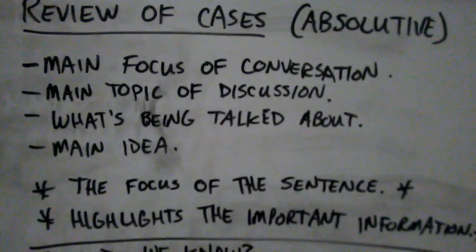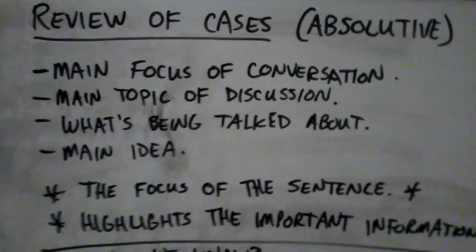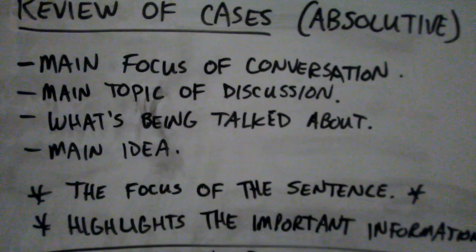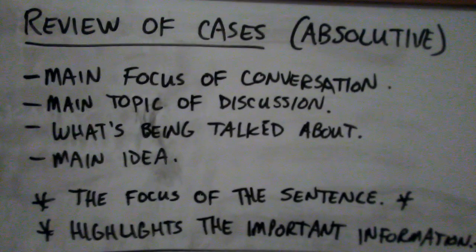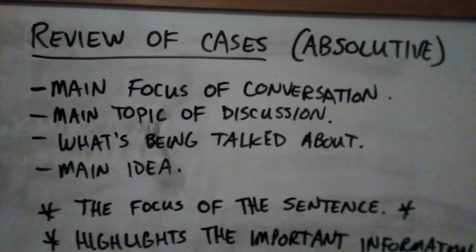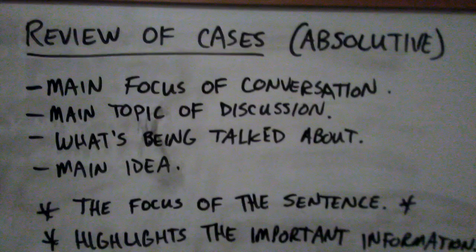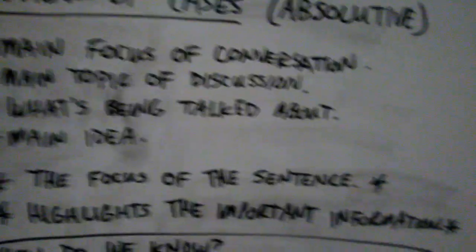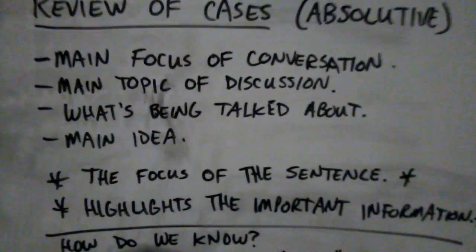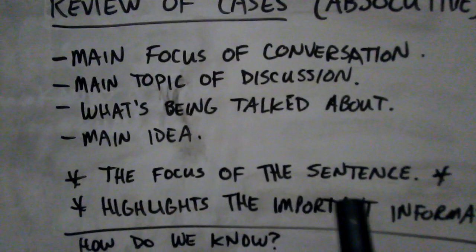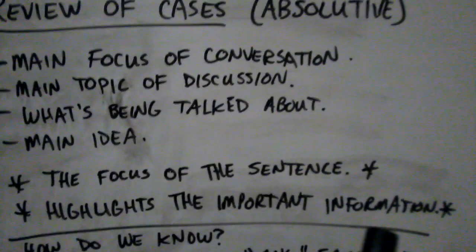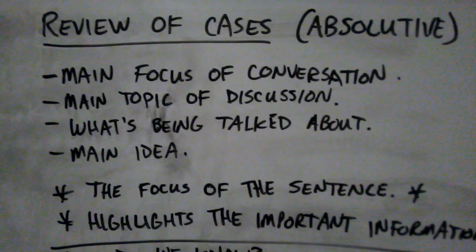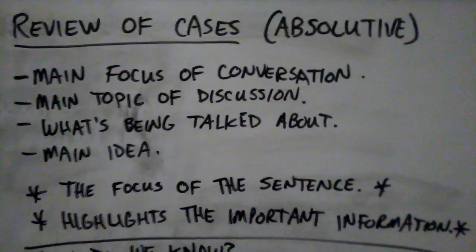And within whatever they were talking about, there's going to be some sort of main idea, a main focal idea. That's what the absolutive case is. It's going to be highlighting that main important topic. In other words, it's the focus of the sentence, here in the asterisk that I wrote, right? It's the focus of the sentence, and it highlights the important information. So whatever we're talking about, it's going to be highlighted as important.